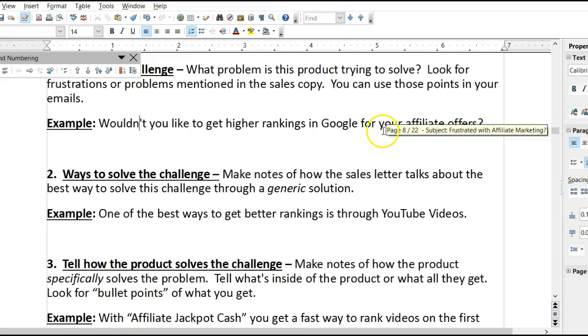Okay, so identify a challenge, and then you want to find ways in your sales letter for it to solve that challenge. Now, make a note of how the sales letter talks about the best way to solve this challenge through a generic solution.